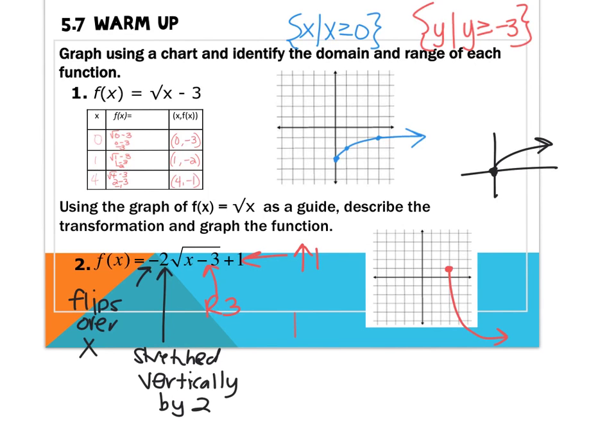Questions on any of it? So again, we touched on that if the negative was underneath, it would switch it over the y, so it would be pointing left. And if it was a number underneath, it's going to either stretch it or compress it horizontally instead of vertically.